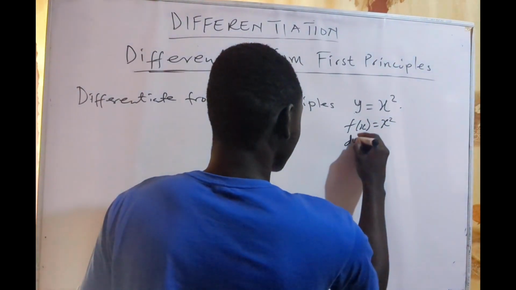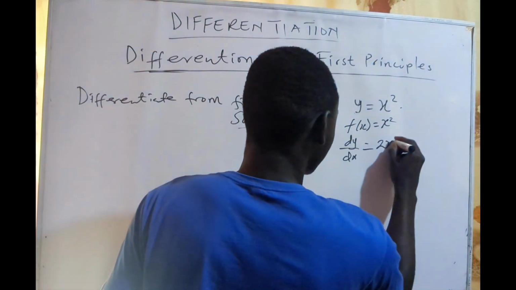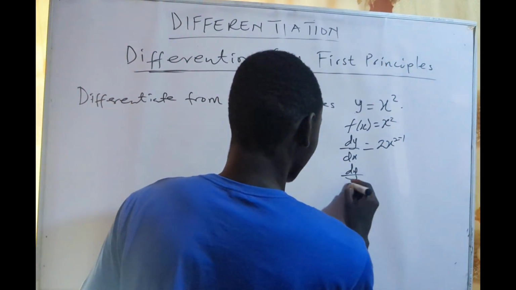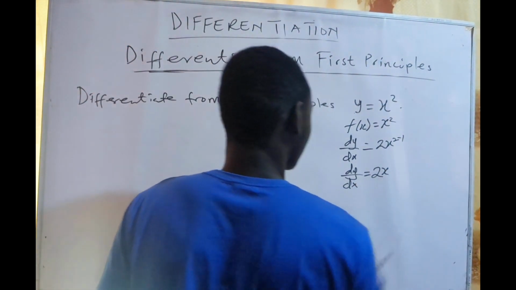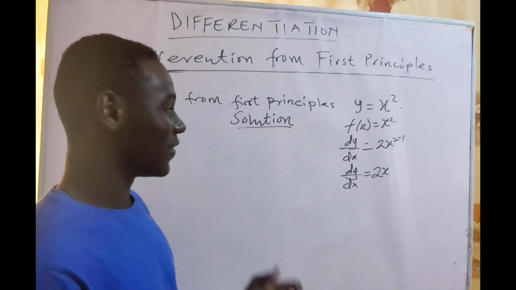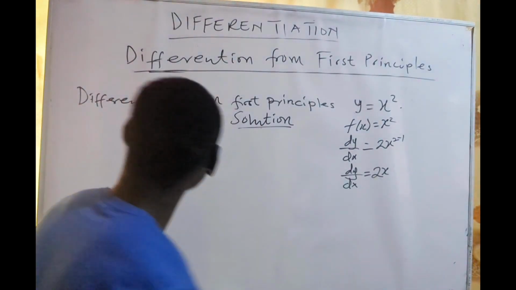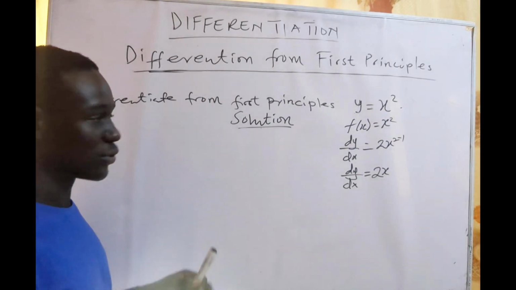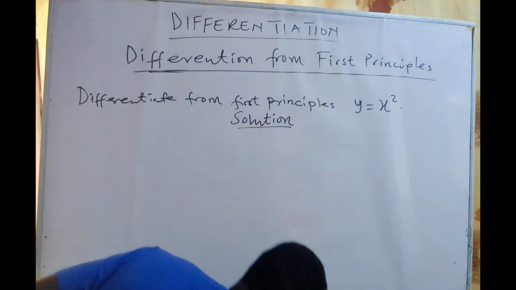So now we can differentiate it in our normal way of understanding it. You can say dy dx is equal to 2x exponent 2 minus 1. So therefore dy dx is equal to 2x. So by differentiating it in our normal way, our dy dx will be 2x. Now the question demands us to differentiate from first principle, so we will state the formula for the first principle and then move on.